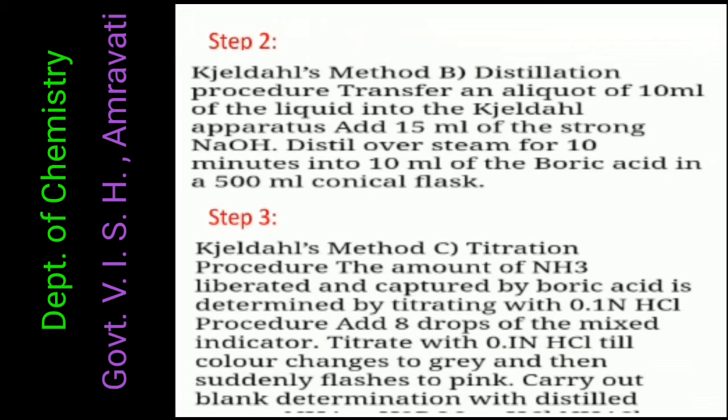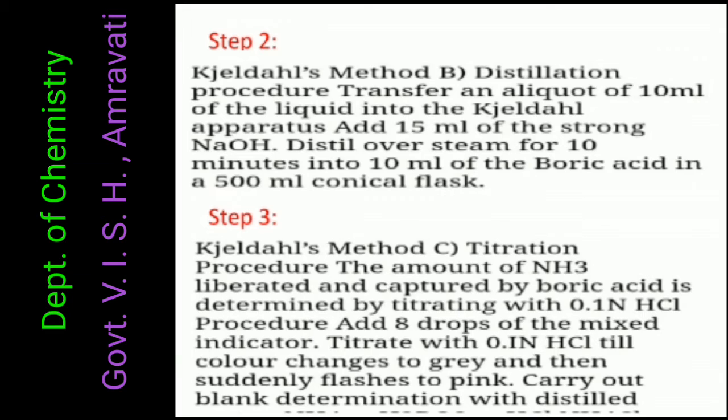In step 2, there is a distillation process. Transfer an aliquot of 10 ml of the liquid into the Kjeldahl apparatus. Add 50 ml of the strong NaOH, distilled over steam for 10 minutes into 10 ml of the boric acid in a 500 ml conical flask.